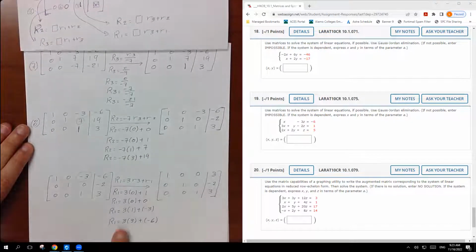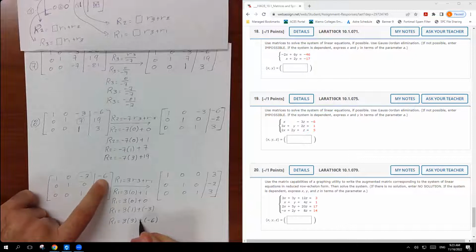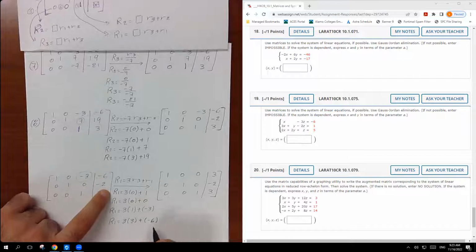So here's the last element. 3 times R3, which is 3, plus R1, which is -6. So 3 times 3 is 9, and 9 minus 6 is 3.